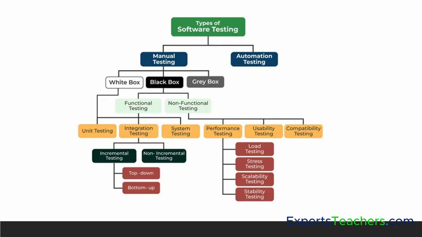But in automation testing, a software testing tool or automation testing tool is used, like Selenium Java, Apache JMeter, or LoadRunner. Selenium Java is for functional testing, and Apache JMeter is for performance testing. So there are different types of automation testing tools like LoadRunner, JMeter, and Selenium Java.